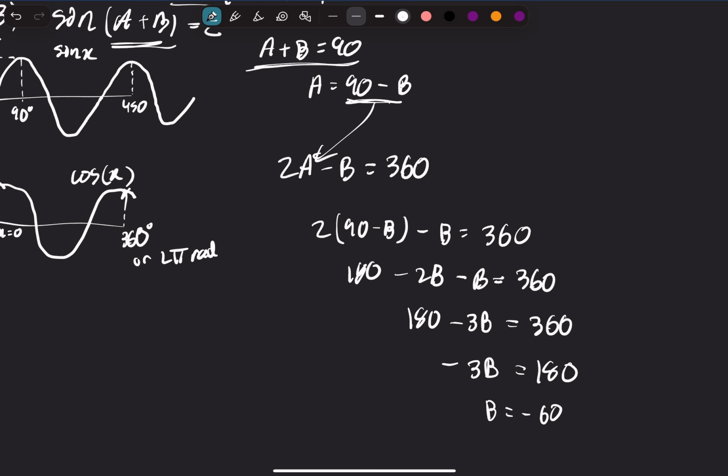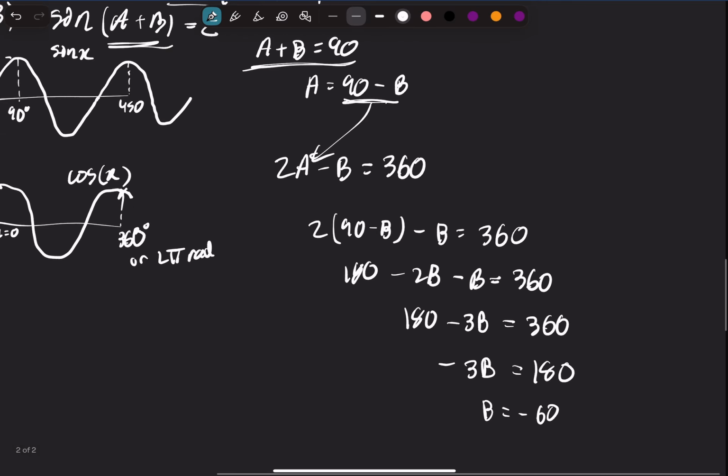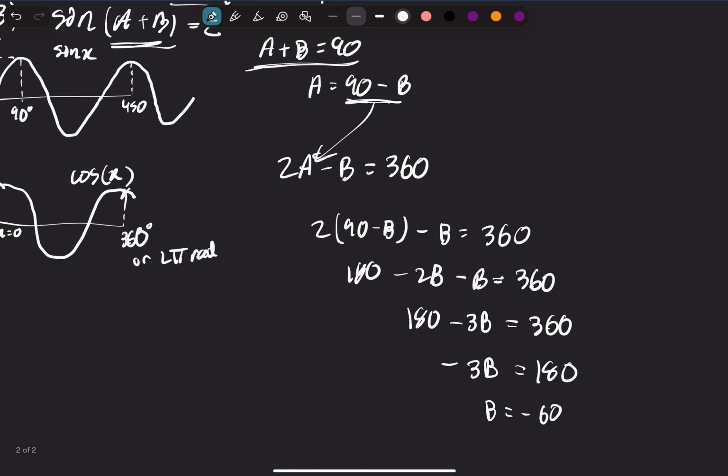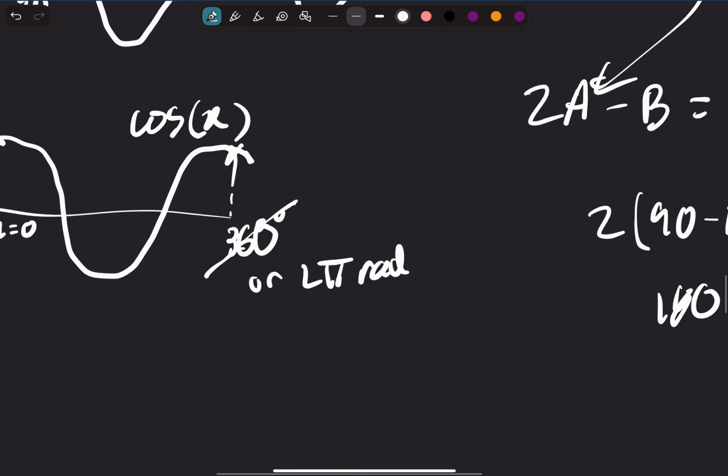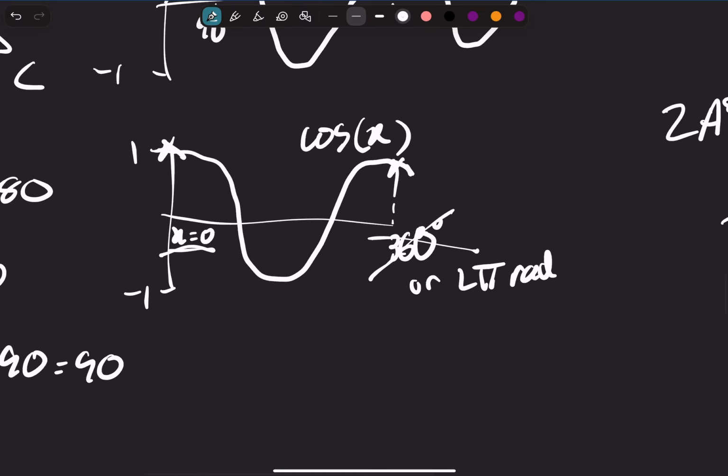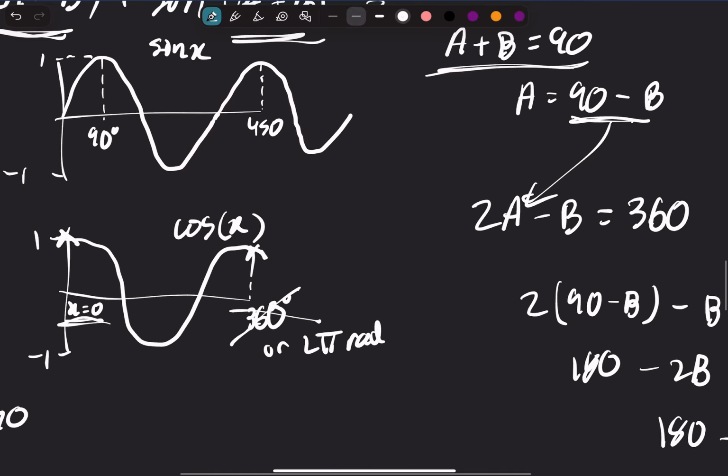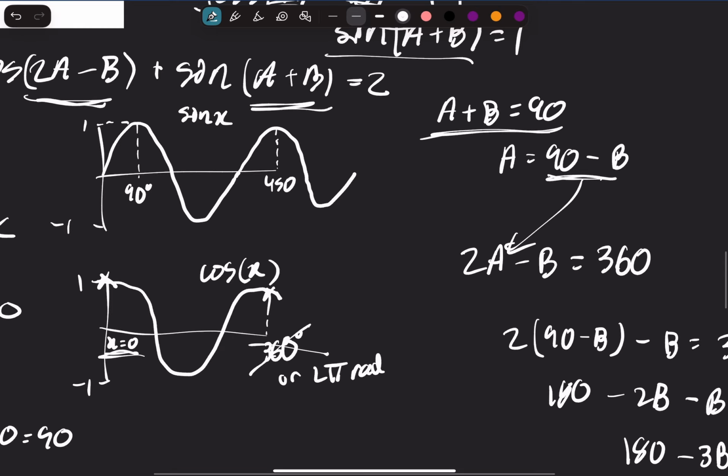honestly does not make any sense. It doesn't make sense for an angle to be negative, right? So since it's impossible, we're going to rule out 360 as an option. So that means the angle for which we need cos to be 1 must be 0, right?